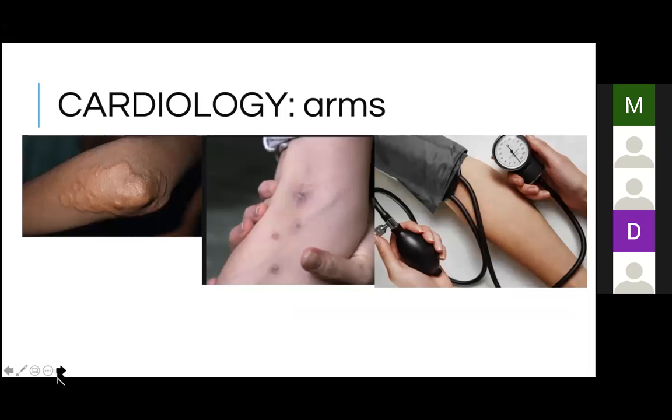So in terms of arms, can anyone tell me what they see? Don't worry about the blood pressure cuff, but in these first two images. Is the first one cholesterol deposition? Yes, the first one is xanthoma on the elbow, and then the second one.